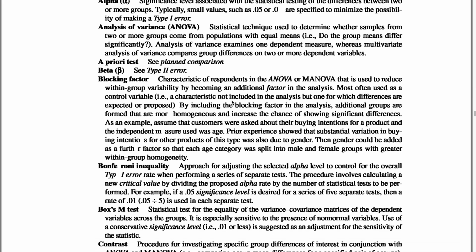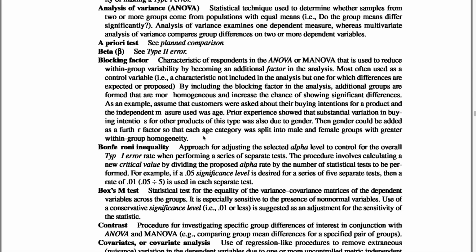Let's talk about the blocking factor. What is this? This is a characteristic of respondents in the ANOVA and MANOVA that is used to reduce within-group variability by becoming an additional factor in the analysis. Most often used as a control variable, that is, a characteristic not included in the analysis but one for which differences are expected or proposed.